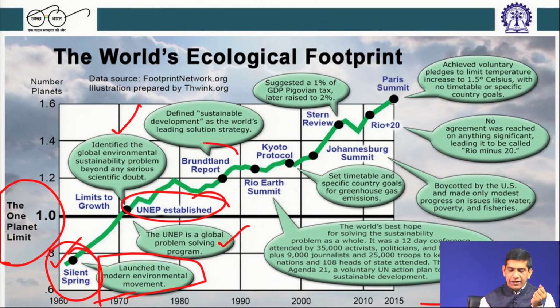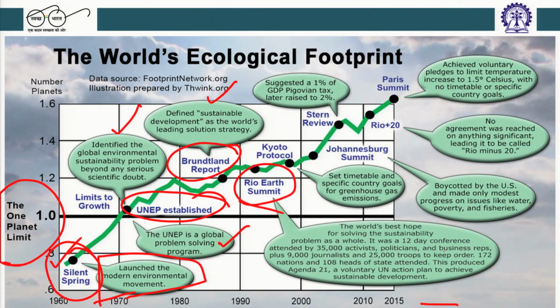Then we have the Brundtland report, which defined sustainable development. Then the Rio Earth Summit happened, which looked at the world's best hope for solving sustainability: a 12-day conference, 35,000 activities, politicians, business, 9,000 journalists. A lot of people came, and it came with Agenda 21 that the UN proposed. It's a voluntary UN action plan. Then we had the Kyoto Protocol, which set specific country goals.